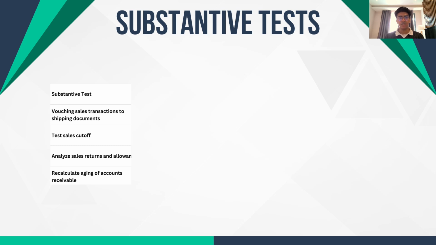Following that, a substantive test is to analyze sales returns and allowances. This helps verify completeness and accuracy of returns and allowances by reviewing credit memos and returning documentation.